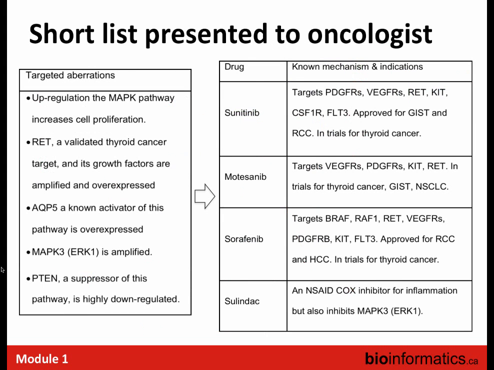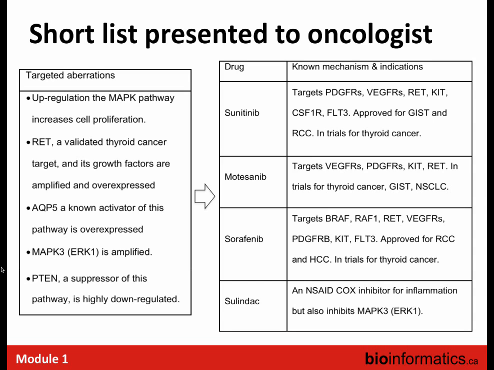So the point of this analysis is really to recommend treatment. So at the end of the day, presented a list of 4 treatments based on these target alterations here on the left: upregulation of that pathway, amplification of RET, amplification and loss of the suppressor of that pathway, really led to this interpretation specifically saying this host of targets may be acted upon by these drugs: sunitinib, dasatinib, sorafenib, and salindac.